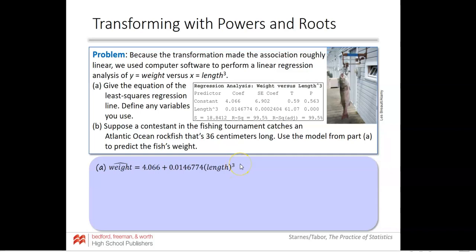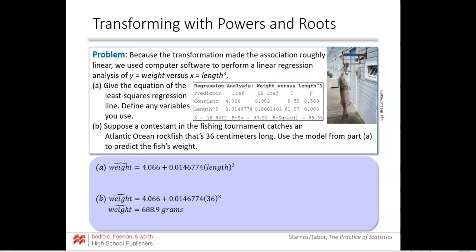I think that's the real difference in today's lesson: either x or y can be modified, or maybe x and y are both modified. You can actually do it that way as well. Then you plug in the value they ask about. Suppose it's 36 centimeters long. You plug it in, and the predicted weight would be 688.9 grams, just typing that into your calculator.